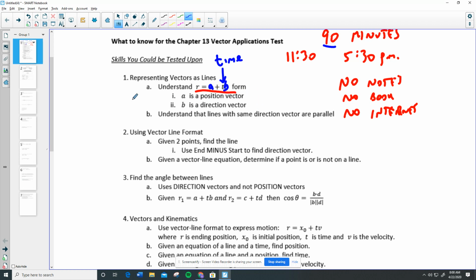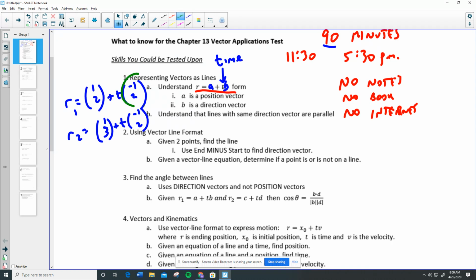All right. If you have 2 lines, like so, and this starts at (1, 2) plus t(-1, 2), and this is at (1, 3) plus t(-1, 2), as long as the 2 direction vectors are the same, then those lines are going to be parallel. Okay, using vector line format.